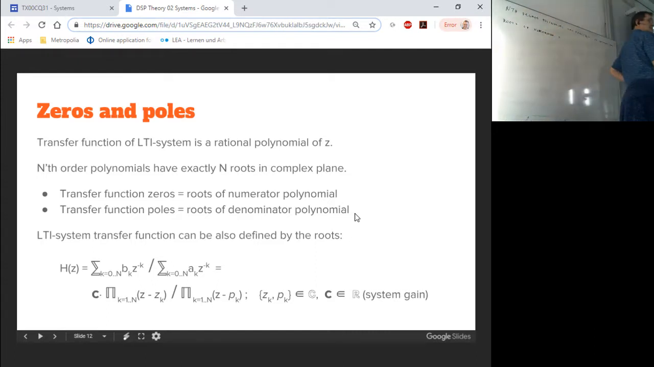Nullstellen. I think the spelling might be wrong, but anyways, and that's the zeros. Zeros of the system, and the roots of the denominator term.